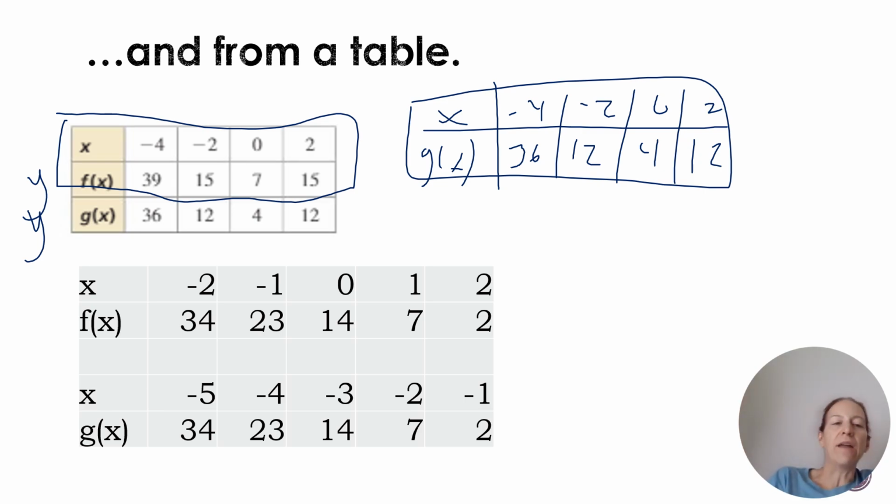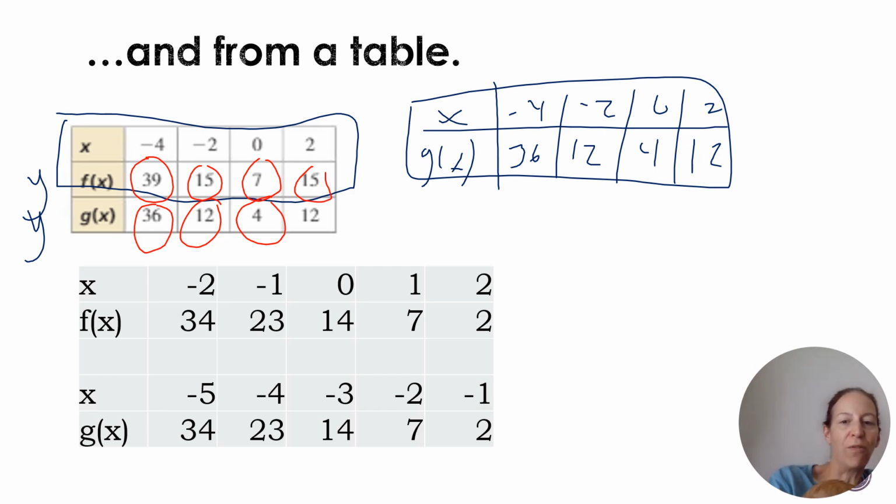So as you're looking at that, the x values are staying the same, so there's no left or right going on, but the y values are different, and they're different by a consistent amount. If you look at the first y value for f, it's a 39, but in the same spot with the g, it is a 36. When f is 15, g is 12. When f is 7, g is 4. And then we get another 15 and 12.